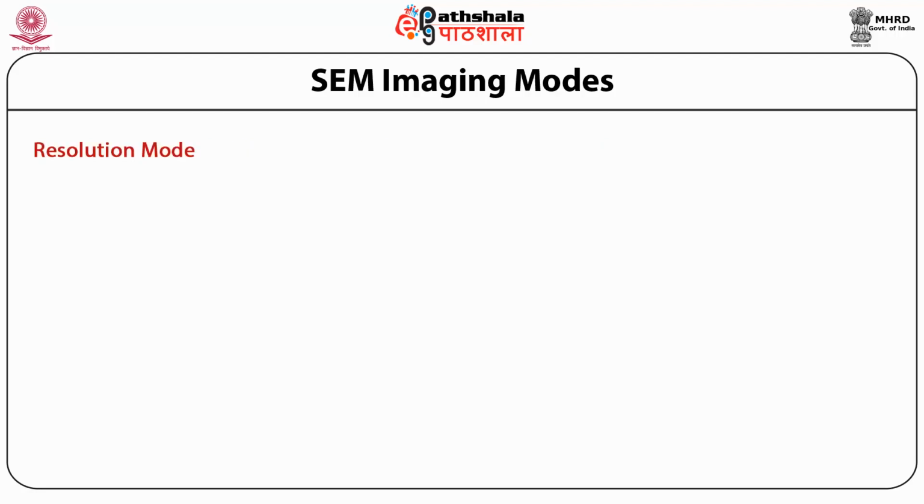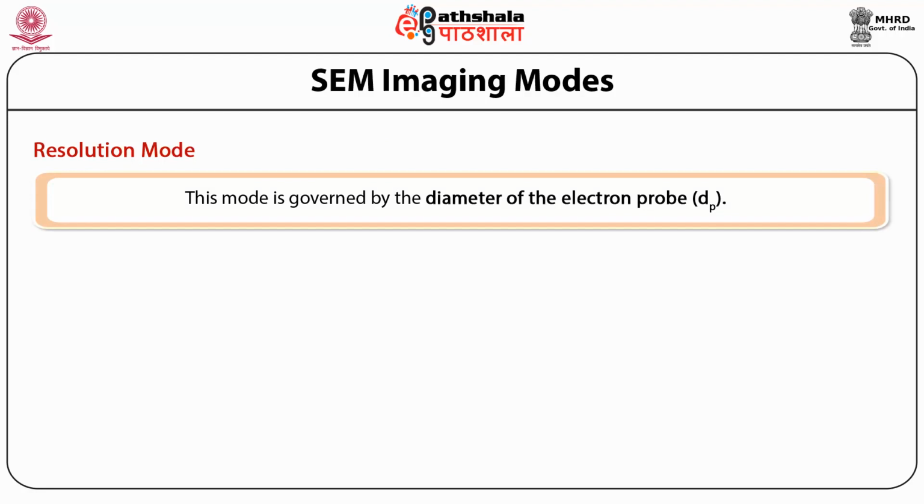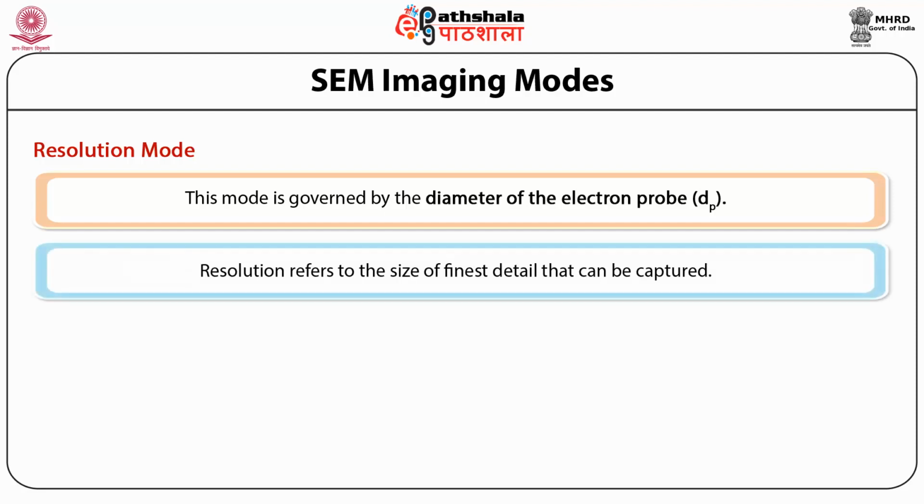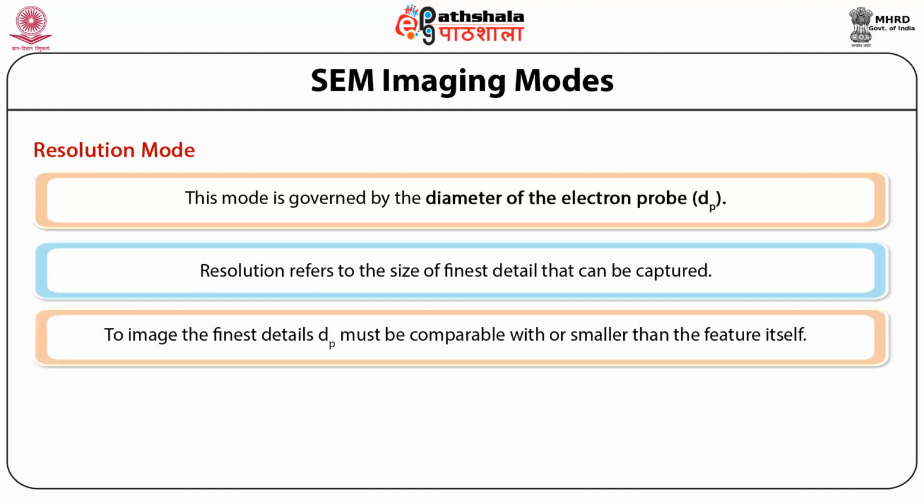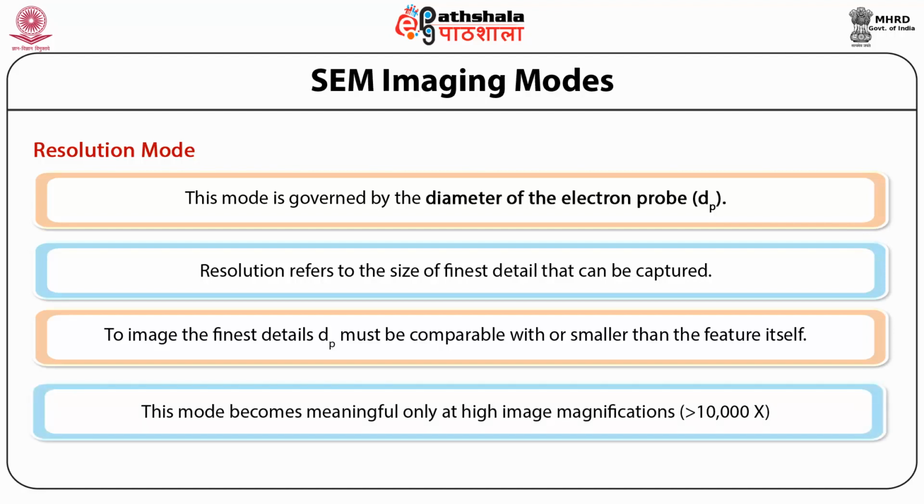Resolution mode. This mode is governed by the diameter of the electron probe, dp. Resolution refers to the size of the finest detail that can be captured. To image the finest details, dp must be comparable with or smaller than the features themselves. The mode becomes meaningful only at high image magnification, which is more than 10,000x.